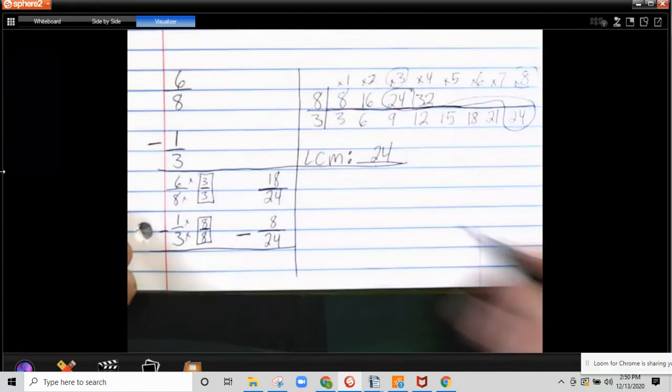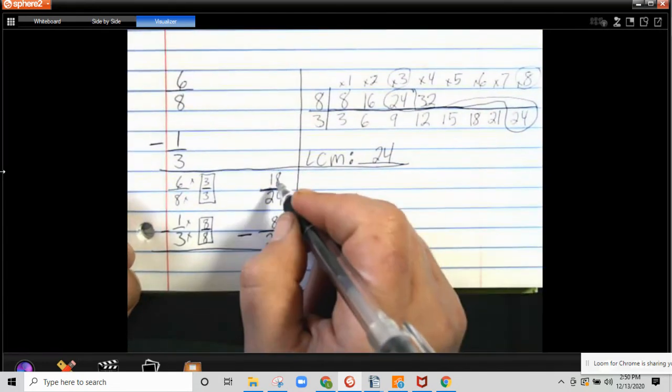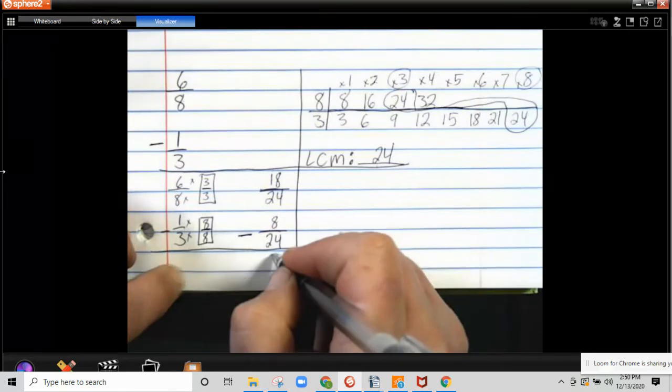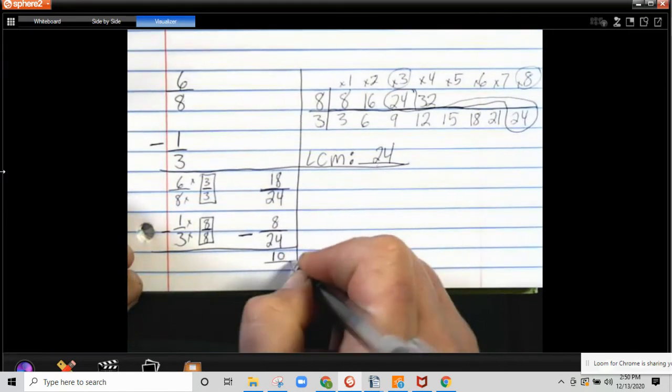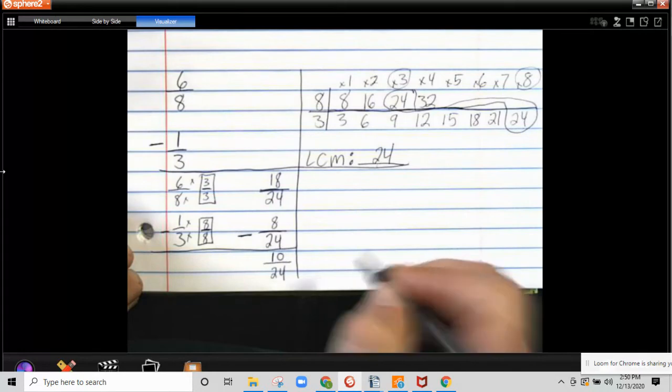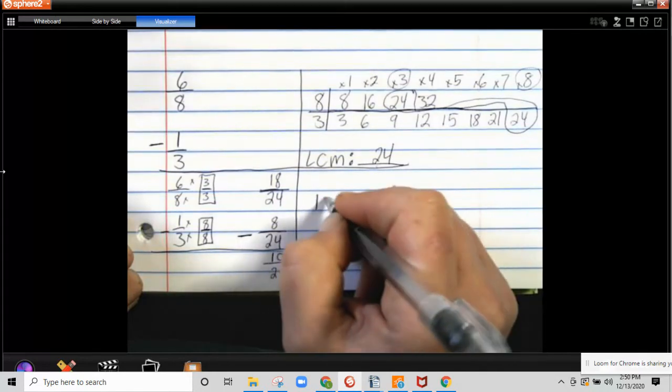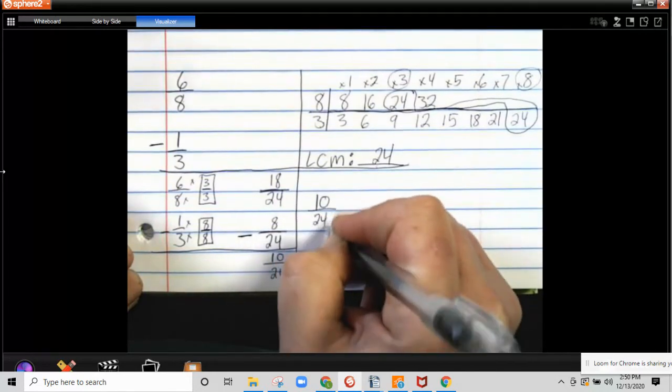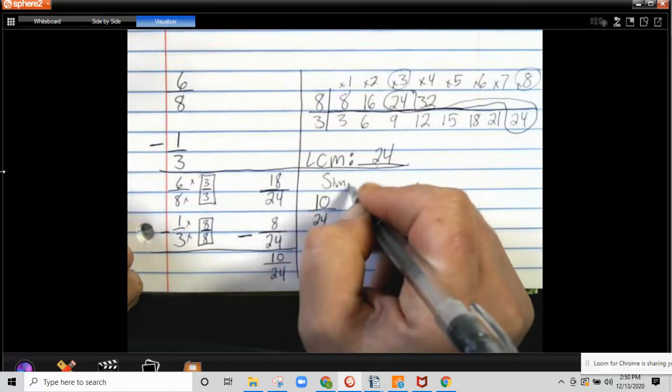Now, can I subtract? Sure, I can subtract because I have like denominators. 18 minus 8 is going to be 10. Bring down my 24. All right, so I have 10 24s. Now I can simplify this.